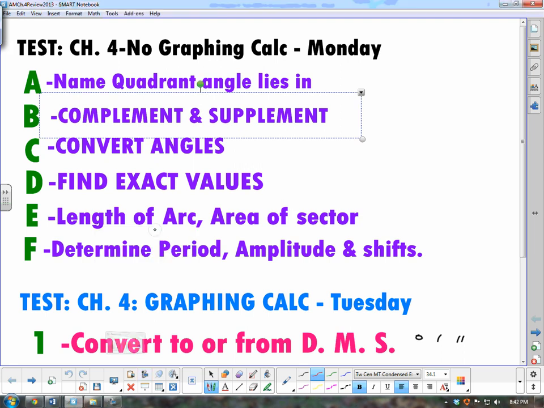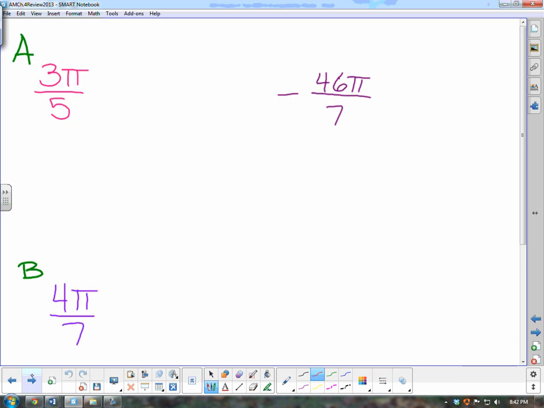All right then. Looking at some examples of all the different things. These letters here on the side represent the problems that we're going to be doing as we go through this review. So first thing, naming the quadrant that the angle lies in. It is 3 pi over 5.